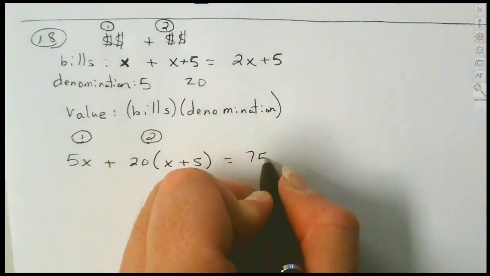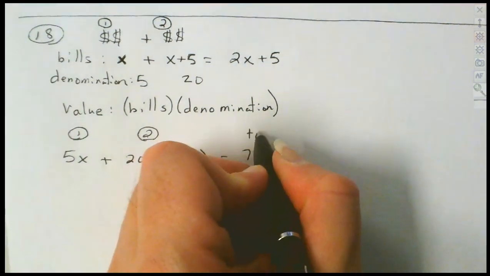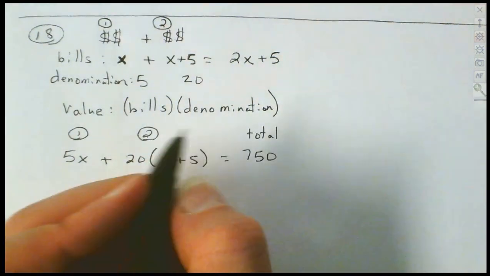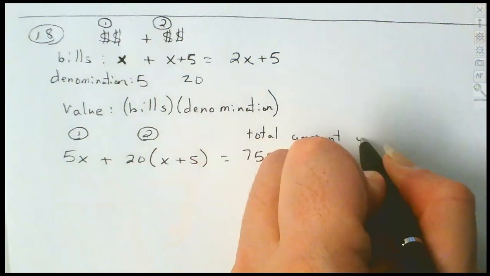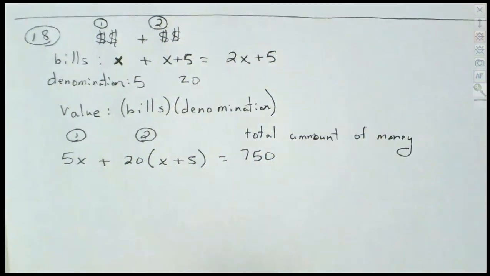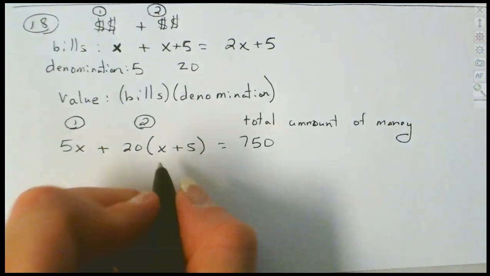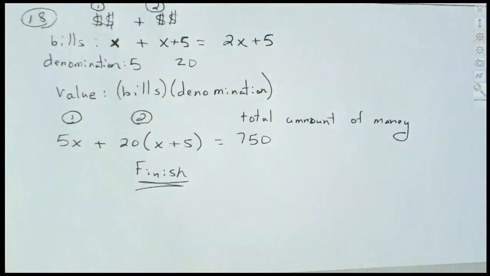Okay, so it's going to be worth $750 total. This is the total amount of money. So that's going to be your total amount of money there. You can now finish it. When you finish it, you're going to find X, and X represents $5 bills. So that's going to be your answer.